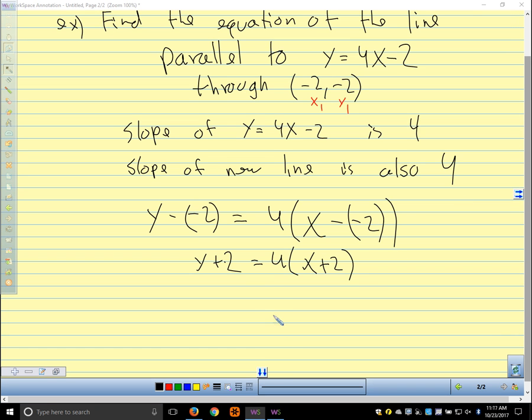If I wanted to rearrange this into slope-intercept form, I would distribute here. This is fine for an equation of the line. You don't have to do anything else. But you could distribute, and I get y plus 2 equals 4x plus 8. And subtract 2, y equals 4x plus 6. So there would be the y equals mx plus b form.